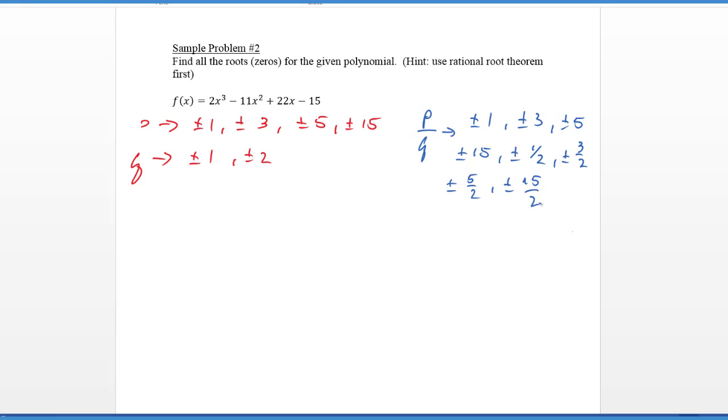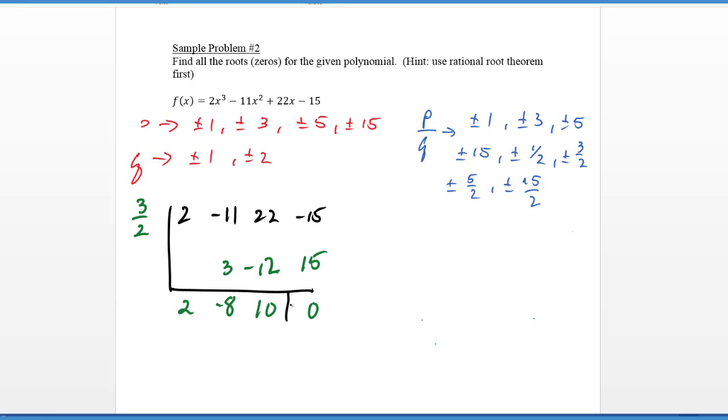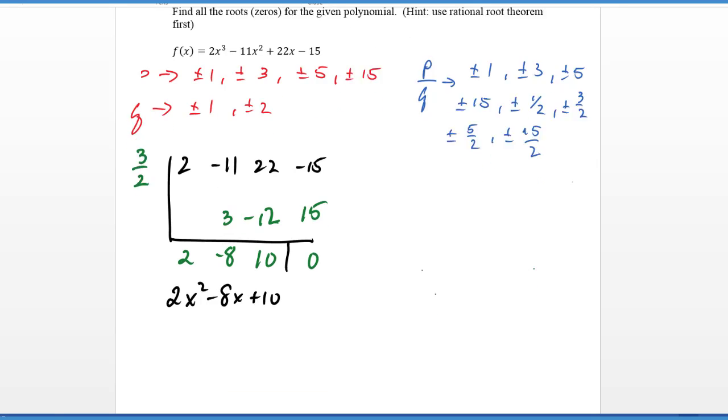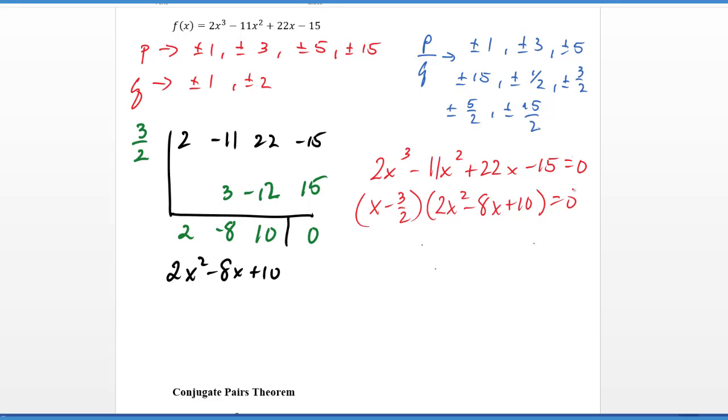So we'll go ahead and set up synthetic division using 3/2. Okay, and when we finish the synthetic division, we see we end up with a depressed polynomial of 2x squared minus 8x plus 10. And we're going to go ahead and factor out the 3/2 and set up our problem so that we can finish this. Okay, and so now I'm going to factor out a common 2, and I'm going to redistribute that to the x minus 3/2. If you didn't go that full route, it's perfectly acceptable.